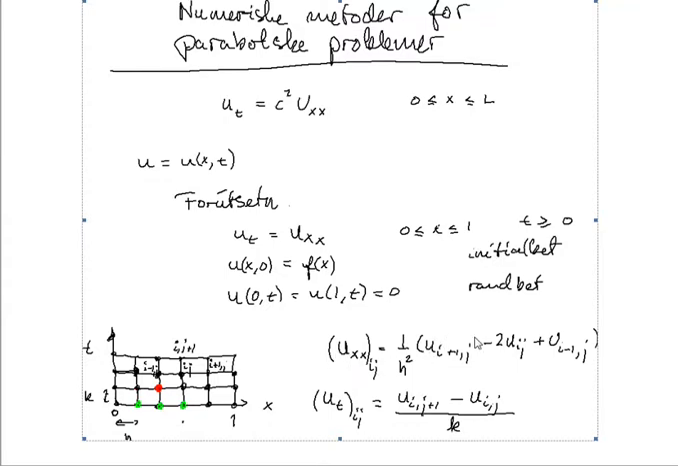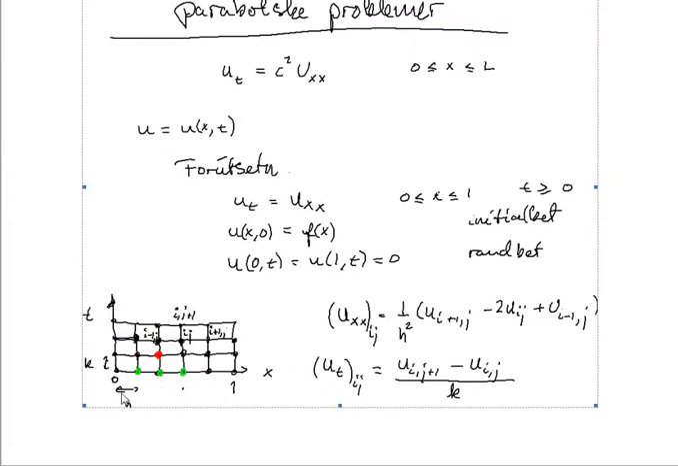Recall now that we have the following approximation for the discretization of uxx. This is the same as we have done before by using Taylor expansion. And we note here that we have discretization in the x variable, so h is the step length in the x direction. It is the length of each of these small rectangles in the x direction. Moreover, we have a step length k in the t direction.